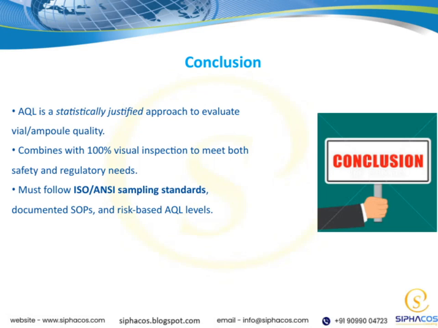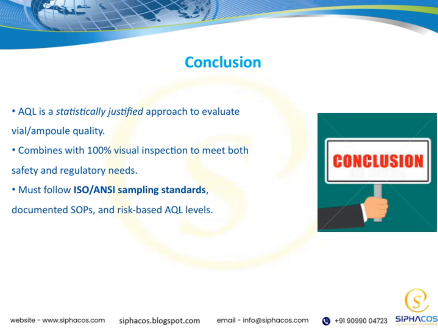In conclusion, AQL, or acceptable quality level, is a statistically justified method for evaluating the quality of vials and ampoules. It provides a reliable way to ensure that the products meet quality standards based on solid data. When we combine AQL with 100% visual inspection, we're able to effectively address both safety concerns and regulatory requirements. This dual approach helps us catch any issues while maintaining compliance.